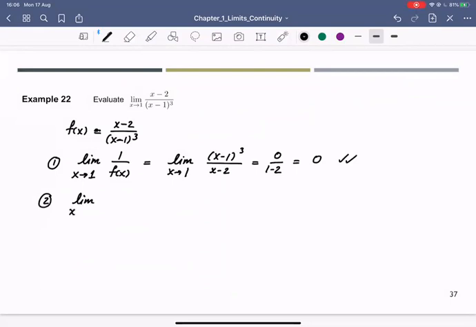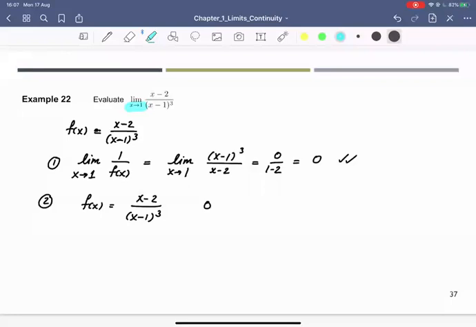Number 2. I have to figure out the sign of f(x) when x approaches 1. So what are you going to use? Plus, greater than or less than. This is hard. So let's look at this. When x goes to 1, can you say 100% that the sign is going to be greater than or less than?